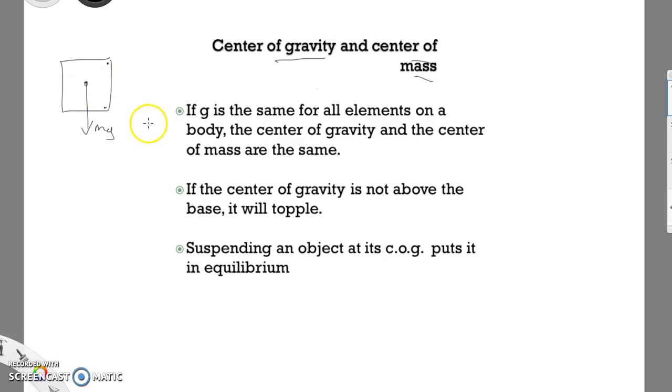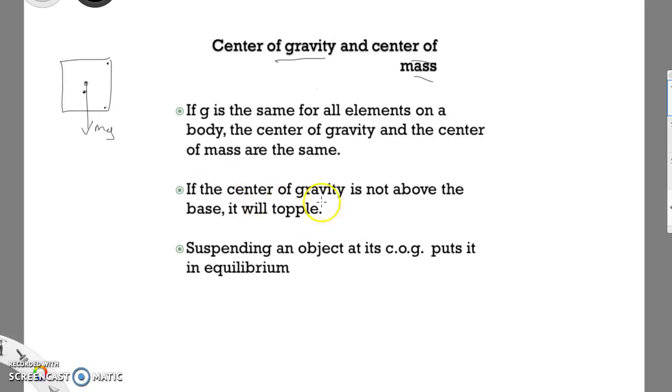But let's think of an object that's super, super big relative to the Earth. As you move further away from Earth's surface, G gets smaller. In a situation like that, the center of gravity is actually a little bit closer to the base than the center of mass, because gravity is stronger near the base than it is near the top. We're not really going to talk about circumstances like that, but it's an important distinction between center of mass and center of gravity.